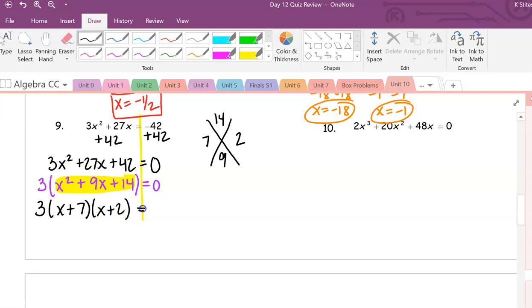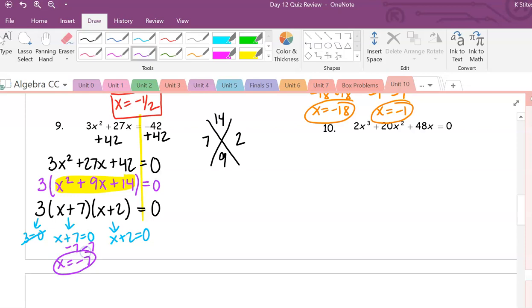Okay, so this is our factored form. Don't lose your equals 0. And now remember, when we solve, 3 can't be equal to 0, so I can just ignore that. But both of these guys have x's, so I do need to set both parts equal to 0. All right, and then I'll just go ahead and subtract.